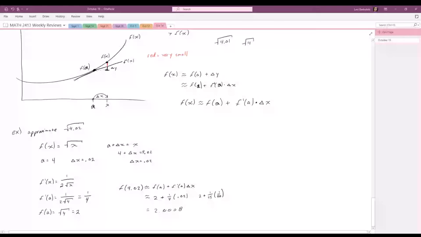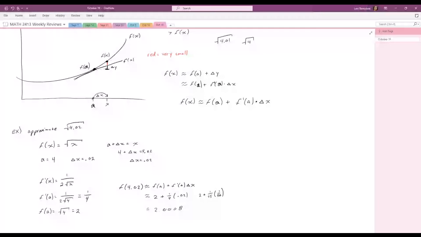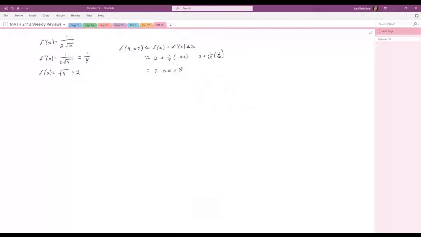All right. Any questions on this? No questions on this example? All right. Then we'll do one practice problem.